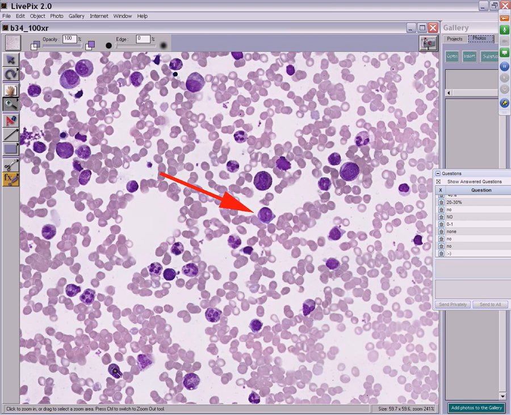So what if plasma cells were 20% of your marrow cells. What's your diagnosis? Multiple myeloma, absolutely. Let's say that plasma cells were more than a couple of percent, but less than 20%.